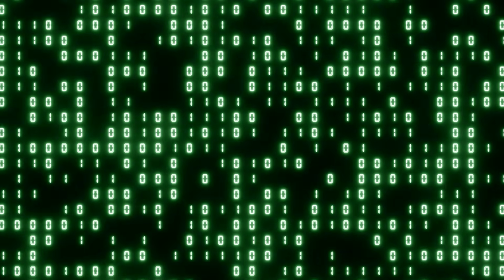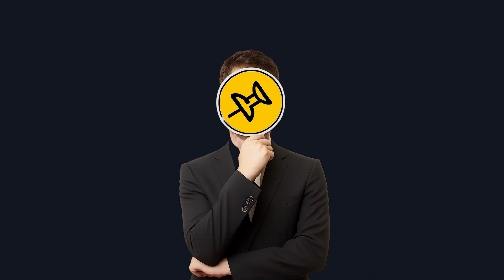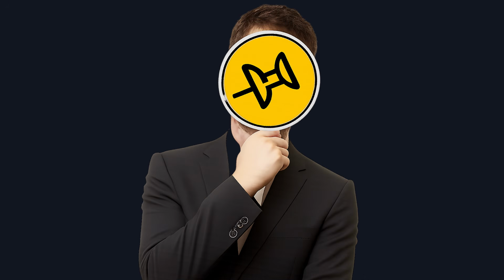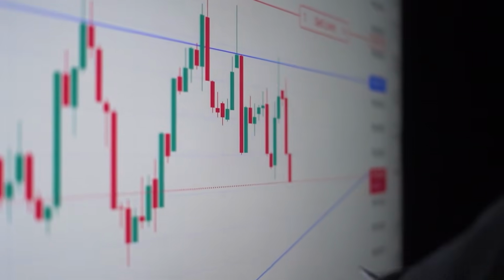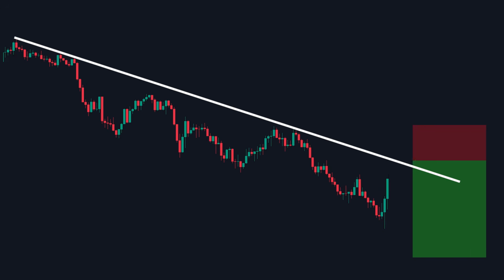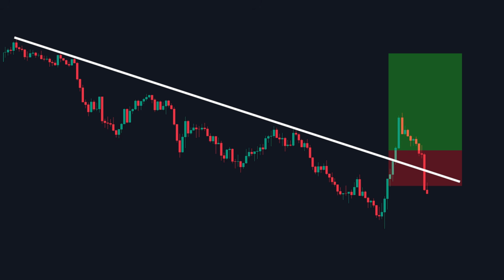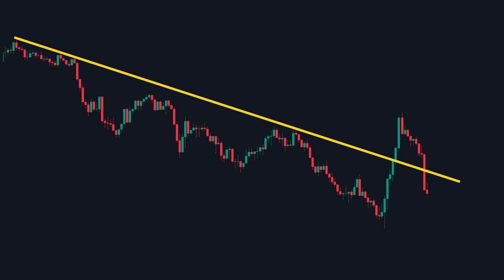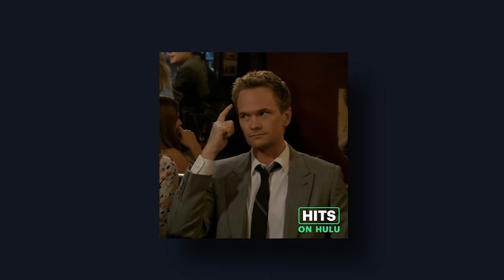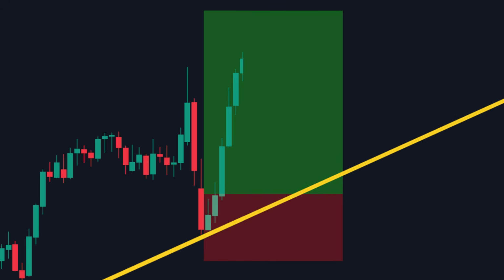The algorithms are programmed to hunt the levels everybody is watching. So what's the most watched level of them all? Trend lines. And that's exactly why trendline traders keep getting stopped out. You sell the bounce, they shake you out. You buy the break, they feed on you. Same line, two losers. But once you understand the game, you can flip to the other side of that trade, the side that gets paid.